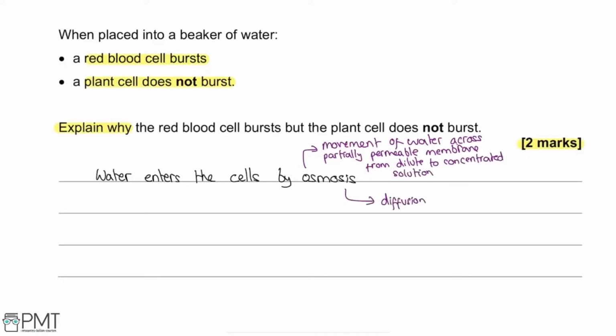The mark scheme will allow you to say diffusion here, however just bear in mind that this does not specifically mean the movement of water. The second mark you get by stating that the plant cell has a cell wall, and this is what prevents it from bursting.